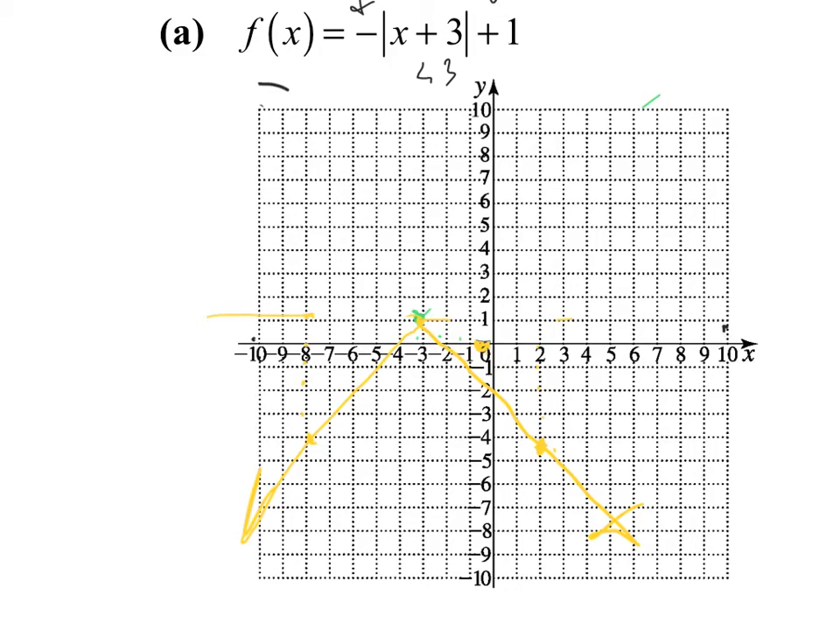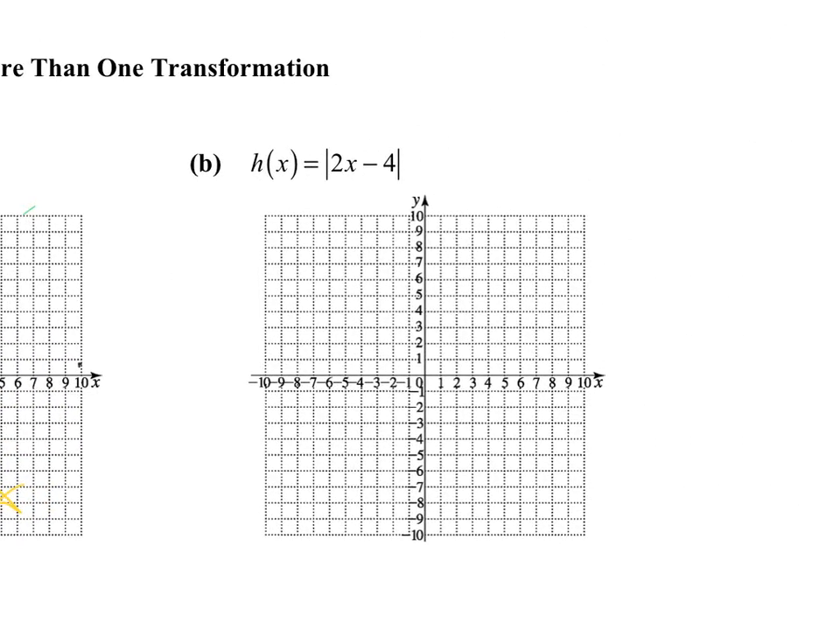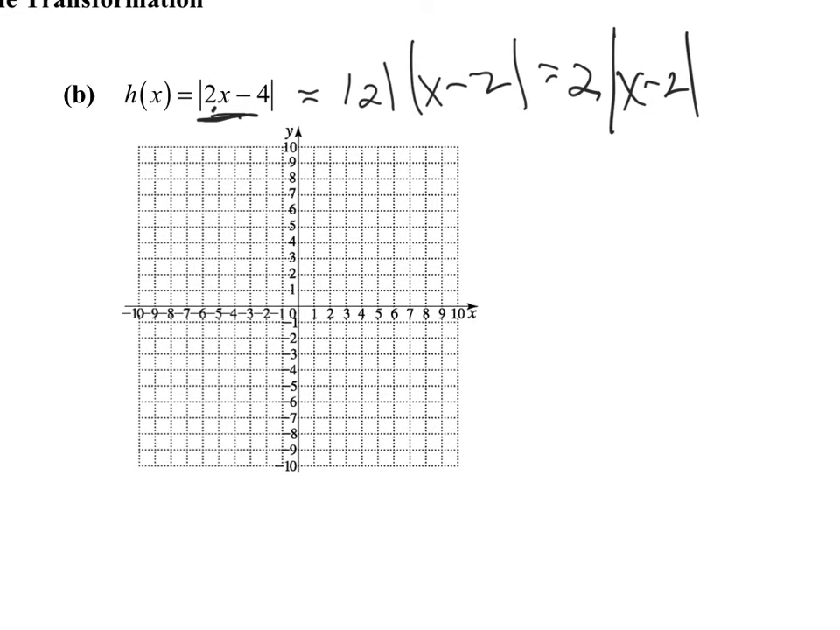All right, next problem. Is there another one on this page? There is. This one might be easier because it doesn't flip. This inside here, you've got to be very careful with it. That 2 is affecting how fat or skinny it is. You just don't see it. If I pull out the 2, it's the absolute value of 2 times x minus 2. Absolute value of 2 is just a 2, so it'll never be negative 2, and you still have the x minus 2. So you still have this absolute value parent. It's going to be getting a vertical stretch.